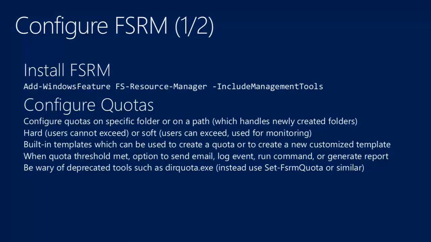And then on the quota side, quota's been around for a long time. You can do it on a specific folder or on a path. Key differentiator here is that on the path means when you create new folders, you already have your quotas in place. So it's not hard-coded. There's built-in templates. We talked earlier about minimizing administrative overhead. That's where the templates come in. And then the deprecated tool, dirquota. So instead of using dirquota, you want to look at something like Set-FSRMQuota, the PowerShell version. I'm going to call a few more of these out and just want to run through them before you walk into the exam.